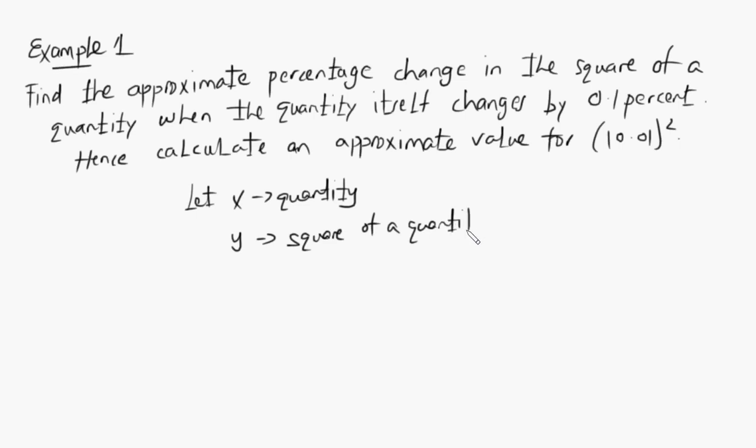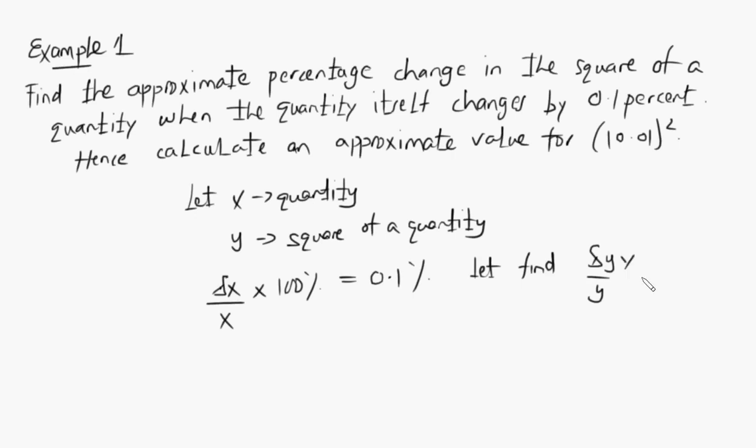So we are told that the quantity changes by 0.1%. So the delta x, which is the change in x, the change in the quantity, over the quantity itself times 100%, is just equal to 0.1%. We are supposed to find delta y over y, the square of the quantity, times 100%. What is this equal to?